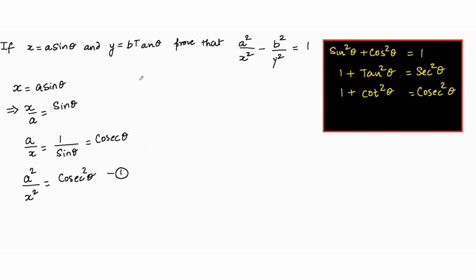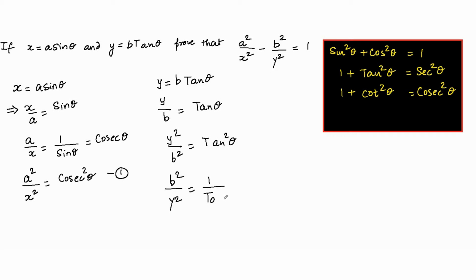Now let's take a look at how we should get b upon y. I have y equals b tan theta, which means y divided by b is equal to tan theta, and squaring both sides we get y square by b square is equal to tan square theta. But if you notice, we need b square by y square. So let's take the reciprocal on both sides. Therefore, we get b square upon y square is 1 by tan square theta, which is cot square theta, right? So this is going to be my second relation.